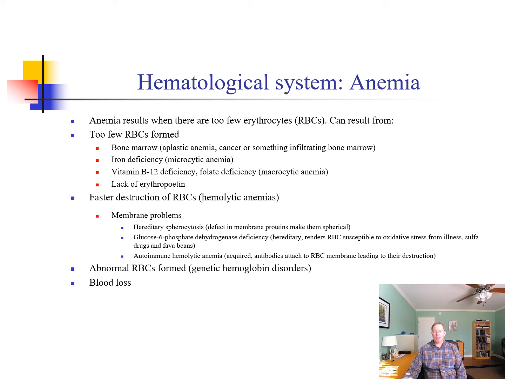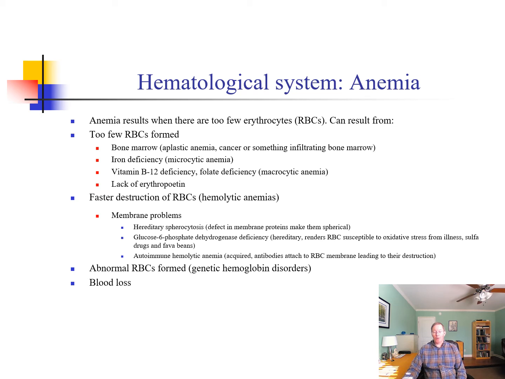There's a deficiency in an enzyme called glucose 6-phosphate dehydrogenase. It's hereditary also. And under certain conditions, such as oxidative stress from illnesses, sulfa drugs like Bactrim, which is used for a lot of things like urinary tract infections or some skin infections, or even fava beans, can render the erythrocyte more likely to be damaged from this stress and therefore break apart.